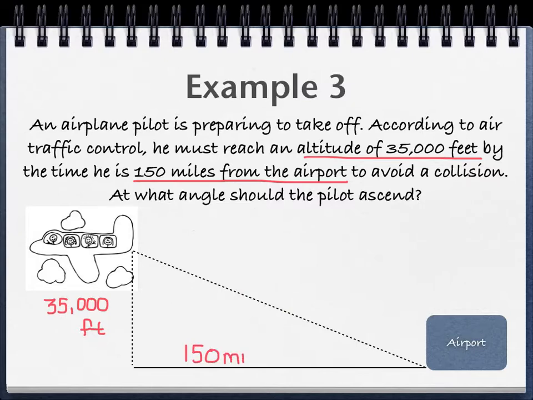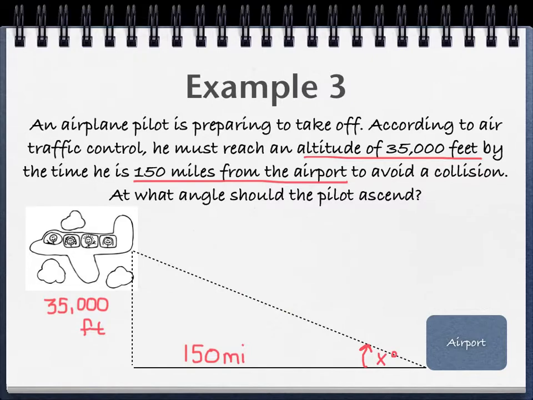And I want to know at what angle should I ascend? Ascend means like to go up, the opposite of descend. So the angle that he's going to ascend at is down here at the airport. Okay, it's the angle that he's taking off at. So what is this angle? So I'm going to mark that with my X because that's what I'm trying to find.